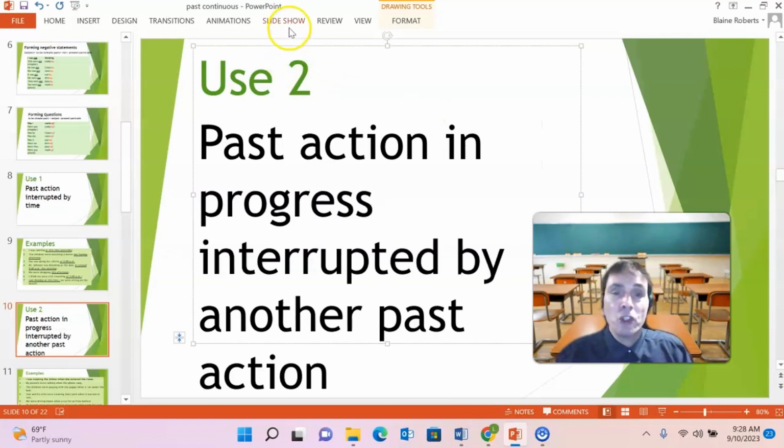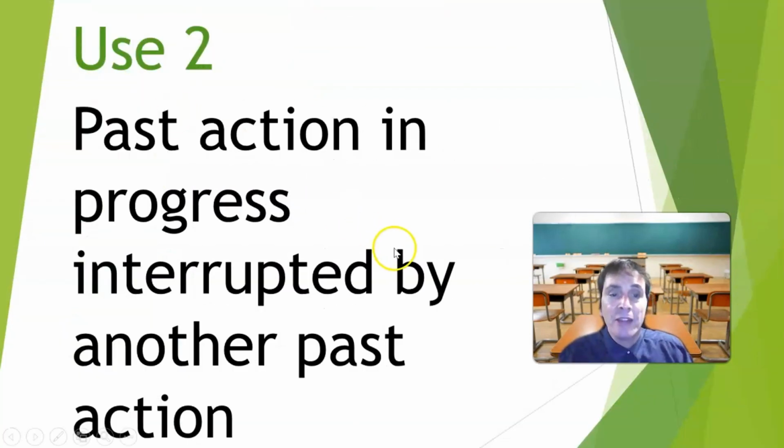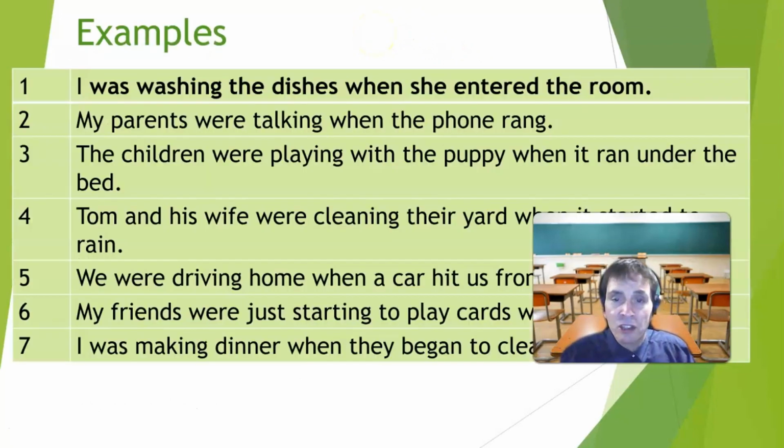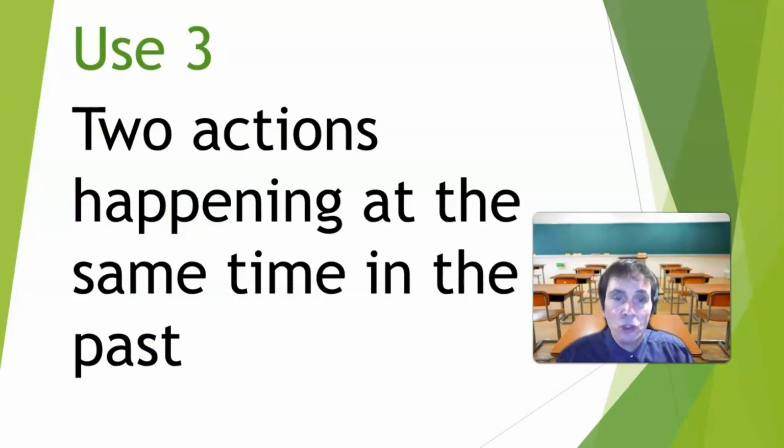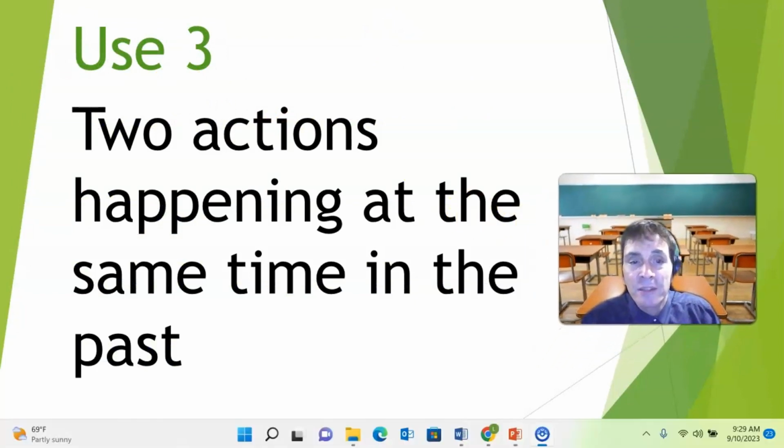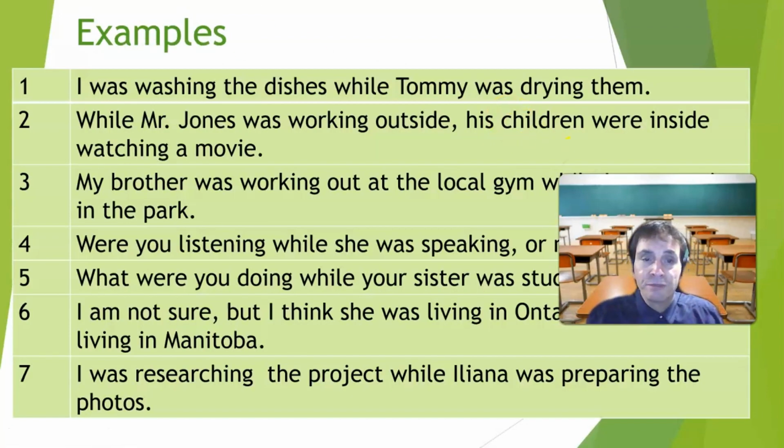So that means that you were doing that action, and then another action came along and interrupted that action. Okay, so let's move along to use number 3. Now, in this case, we can talk about two past actions happening at the same time in the past. We'll look at some examples.